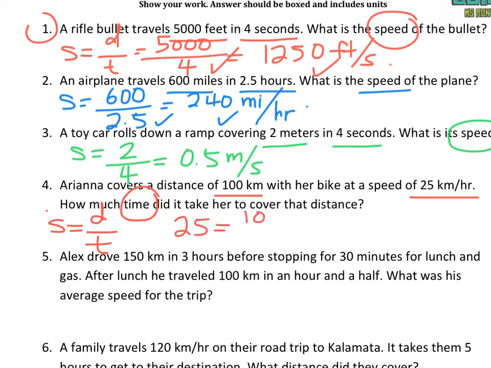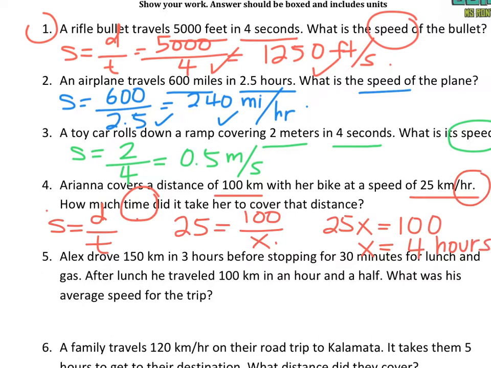We have the distance, but we don't have the time. So we're going to call that x. So then we're basically solving for x. So it's 25x is equal to 100, and x is equal to 4. And since it's time, our unit is going to be hours, since we're looking at hours here.